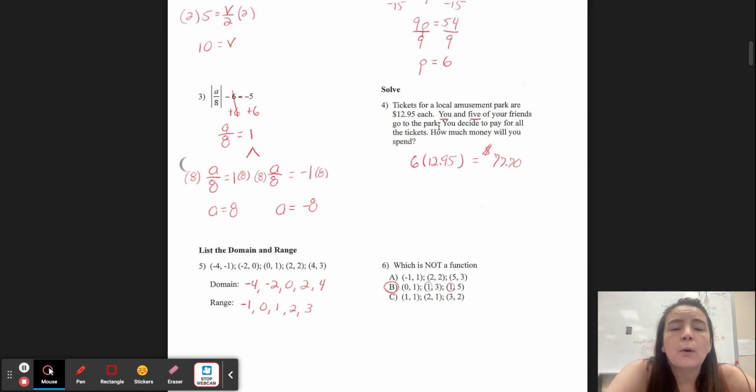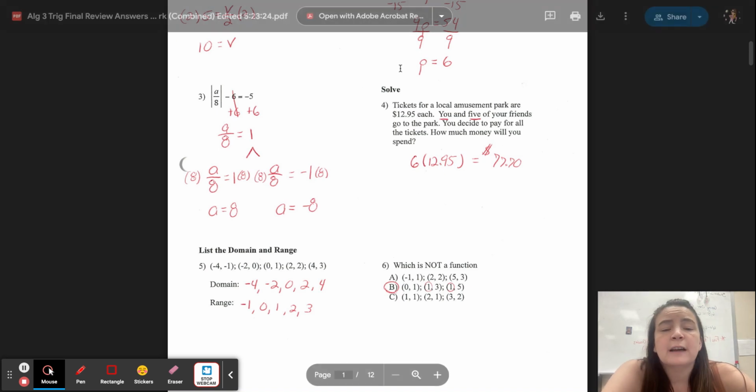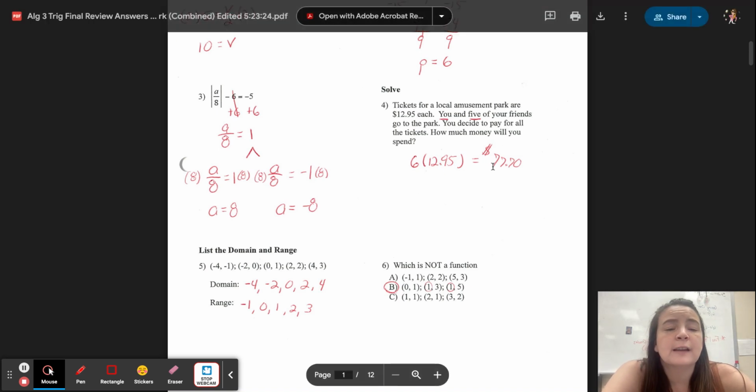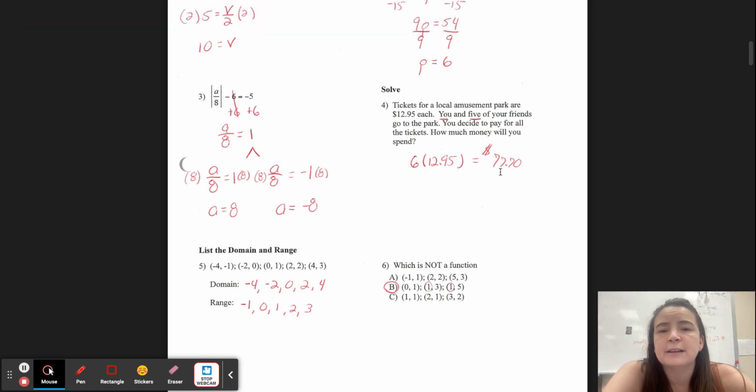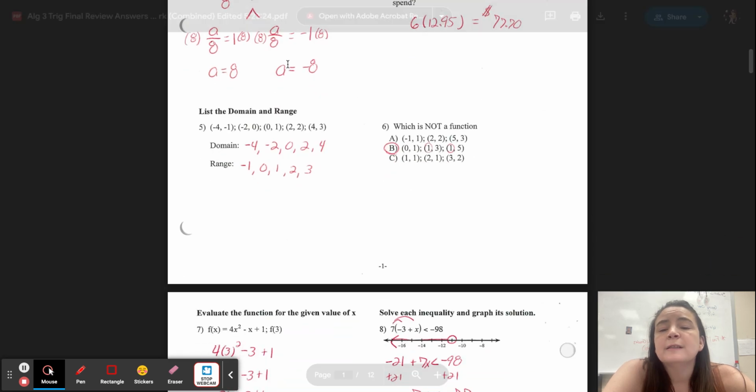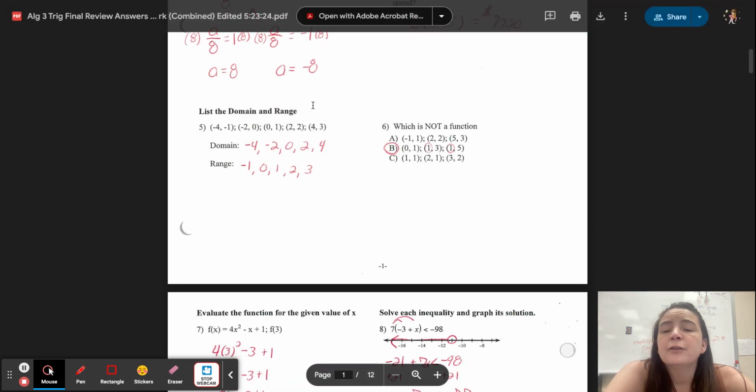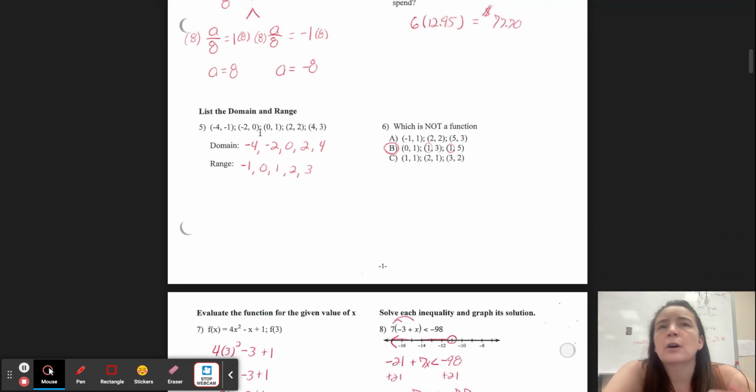For number 4, it says tickets for a local amusement park are $12.95 each. You and 5 of your friends go to the park. You decide to pay for all the tickets. How much money will you spend? Well, you and 5 friends is going to be a total of 6. So we just have to take 6, multiply it by the cost, and we get $77.70.